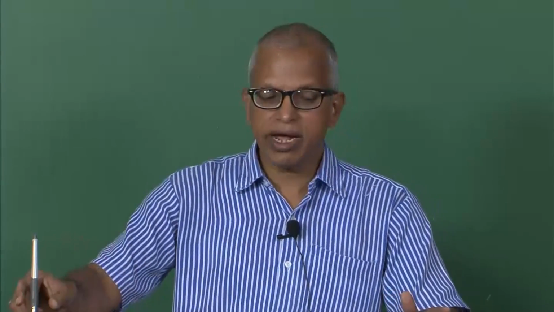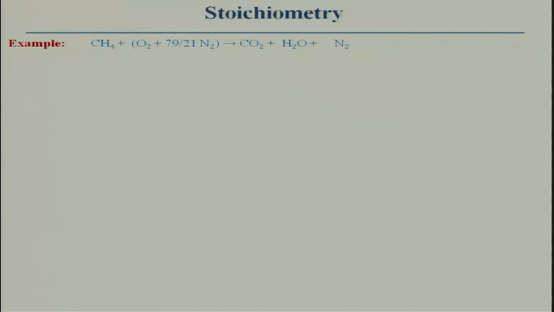Let us consider that we will take 1 mole of methane, and it is reacting with air. Air is nothing but oxygen and nitrogen. 21% oxygen is there in air and 79% nitrogen, that we are assuming. However, air will also contain other constituents, other species.